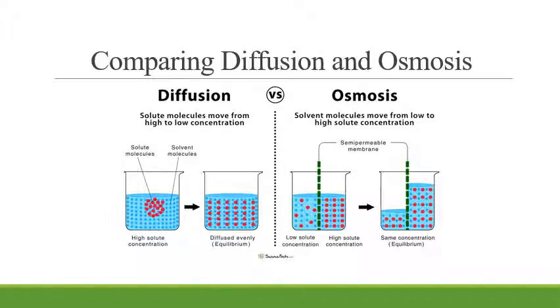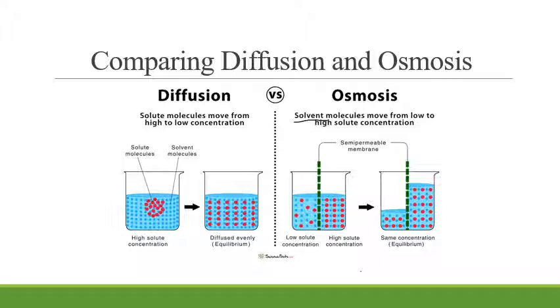So if we compare diffusion and osmosis, diffusion is the movement of the solute molecule from high to low concentration, and osmosis is concerned more about the solvent molecule moving from high to low concentration. And so, especially in biology, the solvent is water, so we usually say that osmosis is the movement of water across the cell membrane.